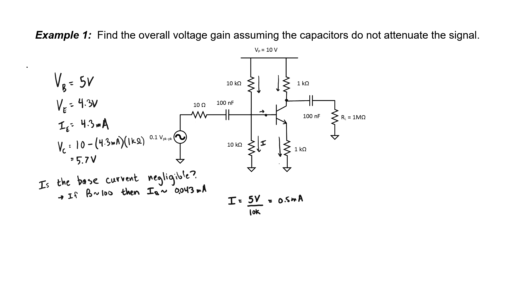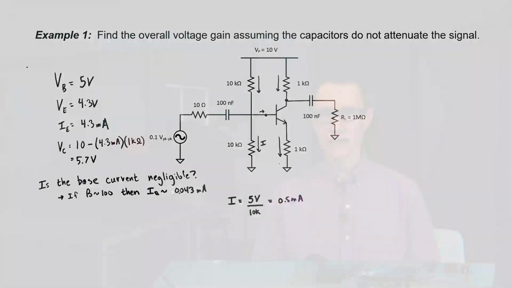Now, we did have some complications. What if the source resistance is not negligible? What if the load resistance is not so large? In just a moment, we're going to go back and see how those complications would affect our expression for the gain. But before we do that, let's look at our capacitors.